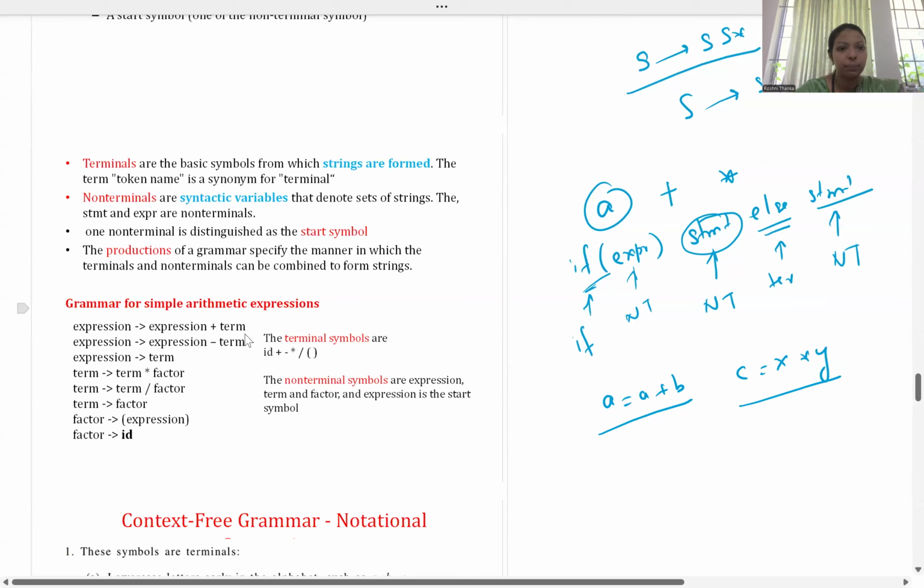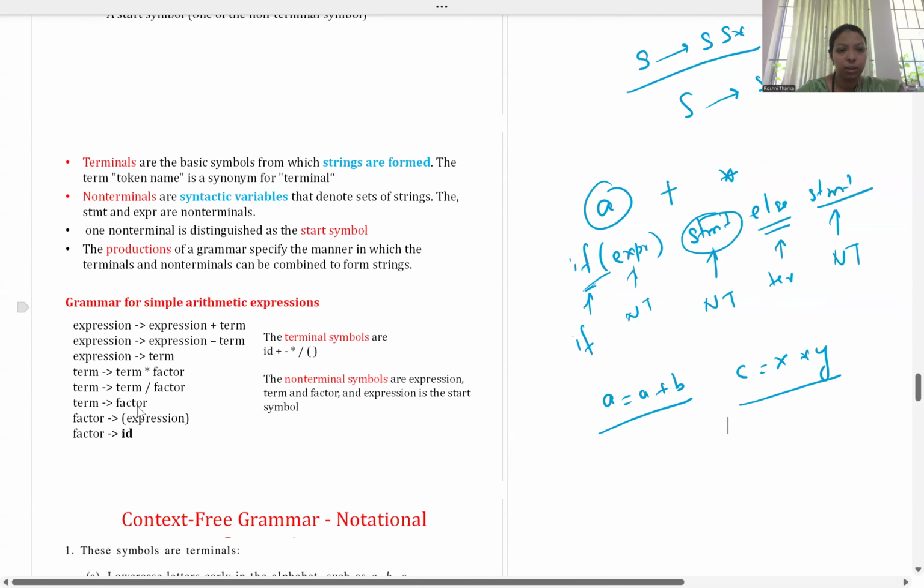What can be a term? Term can be a term into a factor. What else can be a term? Alone factor. What can be a factor? It is an identifier, right? So I have written all types of combinations of rules. From this rule, I can identify whether this string is correct or not.